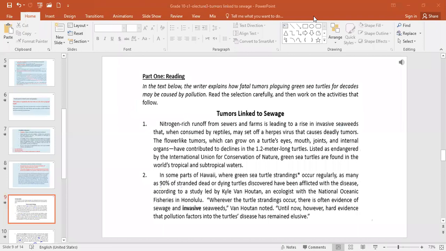Let's move on, please. Now, tumors linked to sewage. I would like someone to start reading. Who would like to start reading? Let me see. I need to unmute someone. Fatima, can you start reading, please? Read the blurb, please, Fatima, in the text.